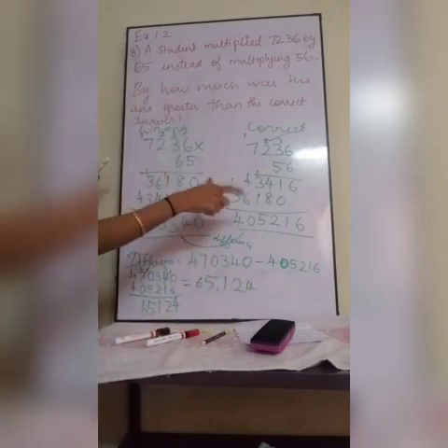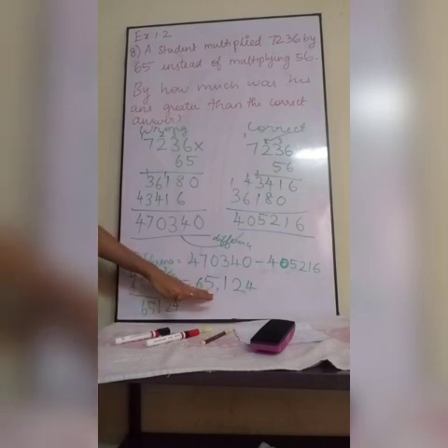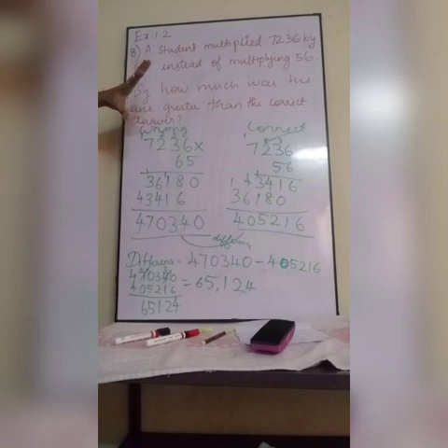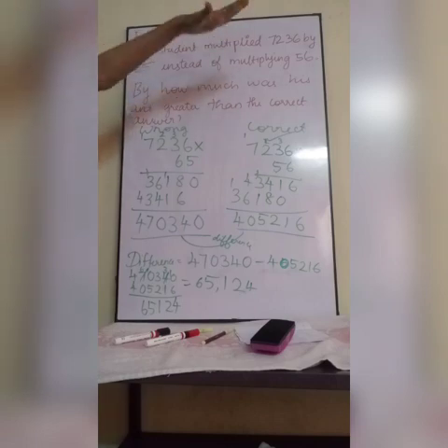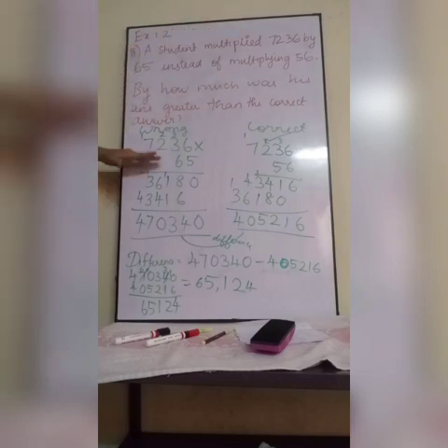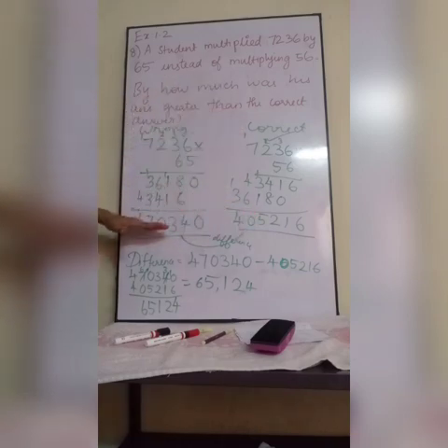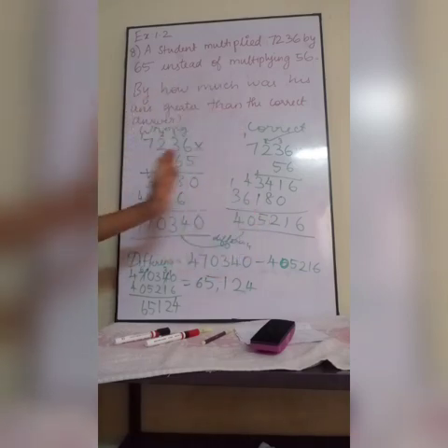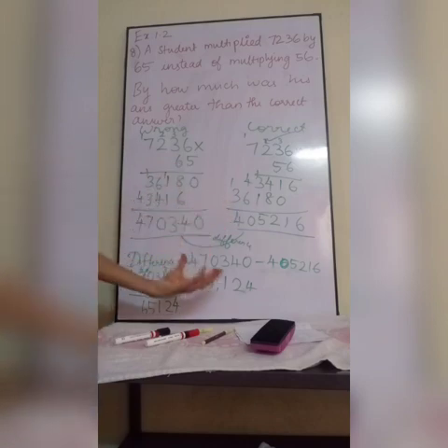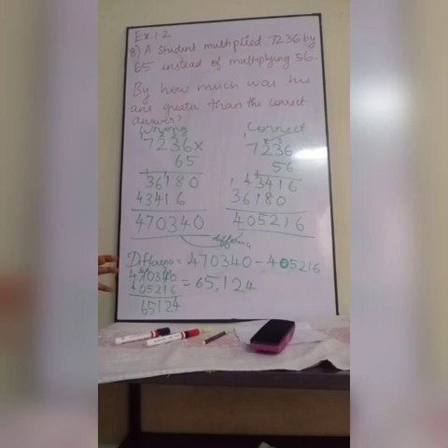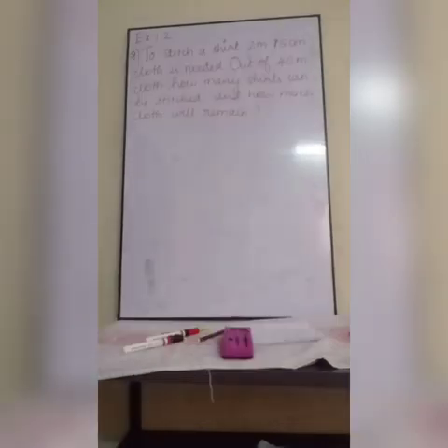So what is the difference value? The difference between this wrong answer and the correct answer is 65,124. So the student is actually multiplying 7,236 by 65 instead of 56. So I am multiplying both and finding that this is greater than this. If I subtract these two, I can find the difference between the wrong answer and the correct answer. Understood? Next is your ninth problem.